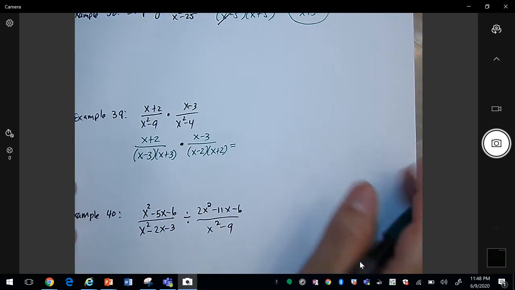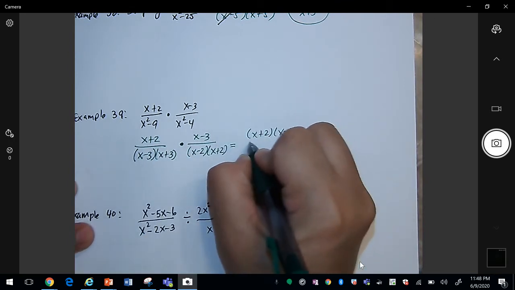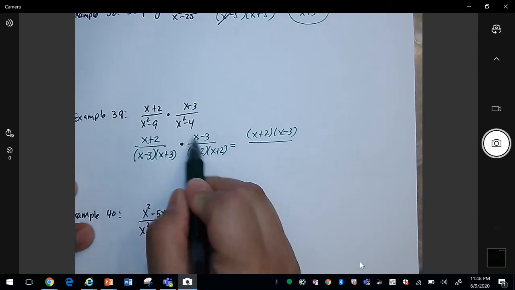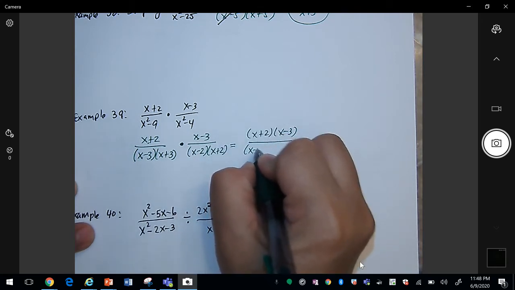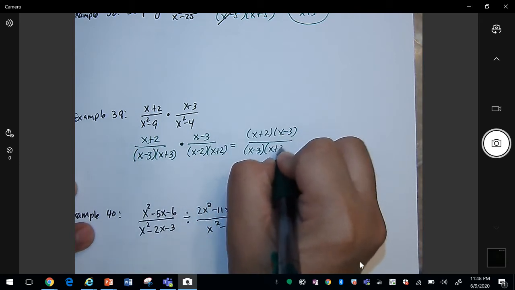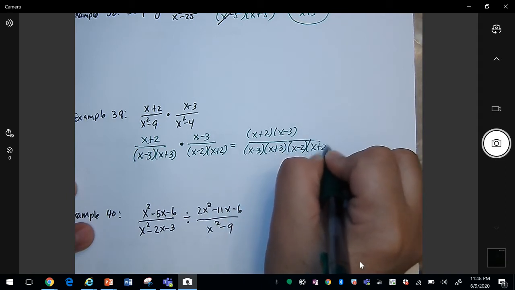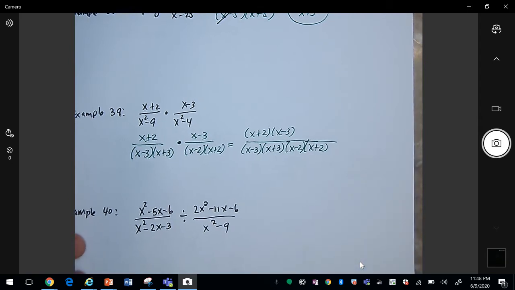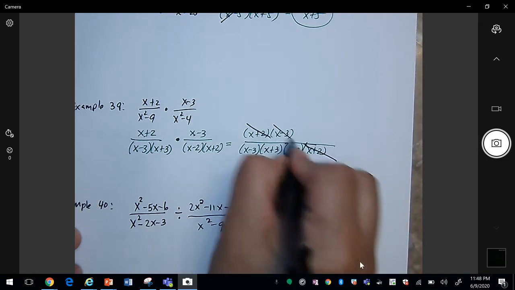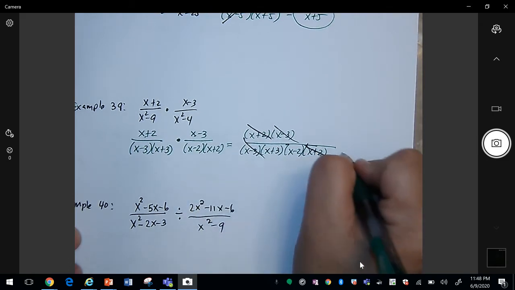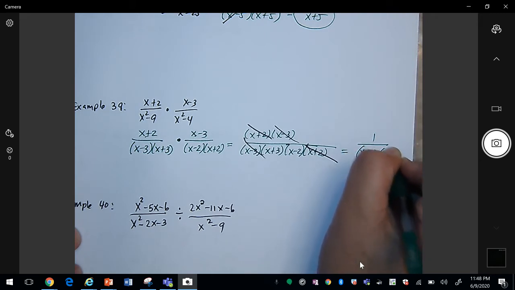So if we multiply across, then we get x plus 2 times x minus 3 in the numerator, so this times this. And in the denominator, we get x minus 3 times x plus 3 times x minus 2 times x plus 2. We want to cancel any like terms, so we can cancel out x plus 2 with x plus 2 and x minus 3 with x minus 3. And so we're left with 1 divided by x plus 3 times x minus 2.